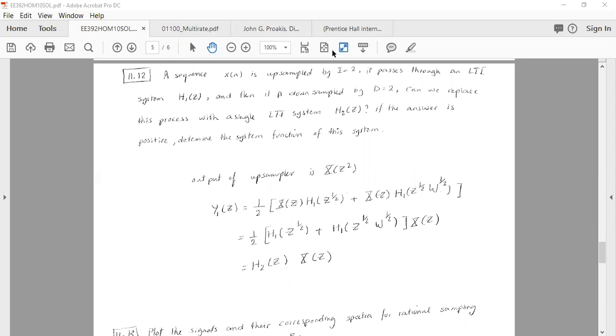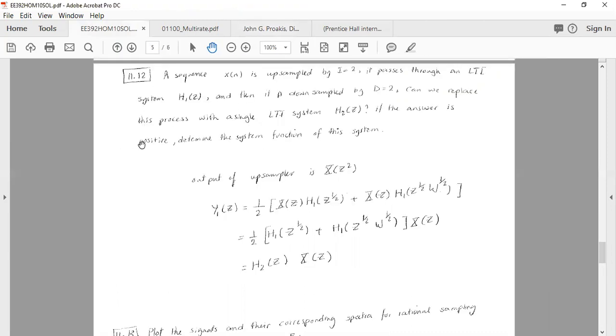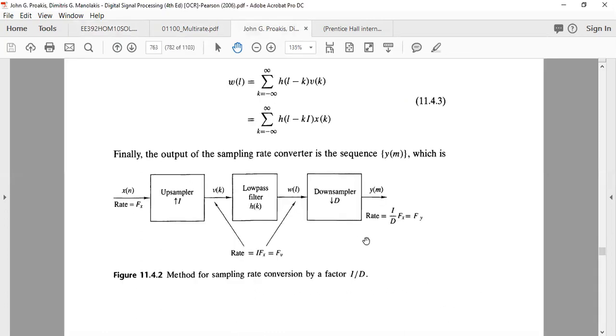So we can represent this whole system in a block diagram in this particular form. Basically, we are passing a signal through an upsampler, and then that is passed through a linear time invariant system, that is h1 of z. In this particular case, it is a low pass filter, and then that is passed through a downsampler. So we can represent this whole system as the blocks given in our question.